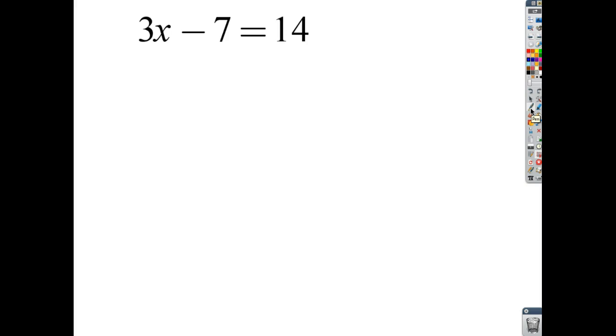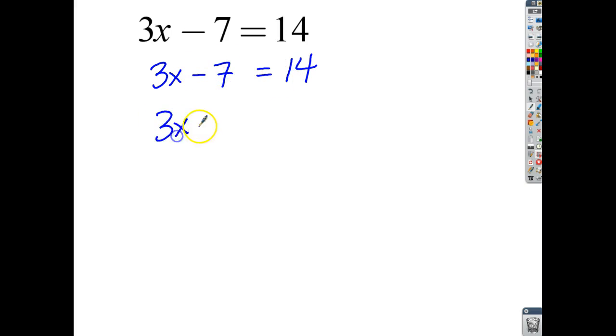Okay, so before, what we did is we did everything straight down. Now what we're going to do is what's called the linear style. So I'm going to take 3x minus 7, and that equals 14. I'm just going to rewrite it from now. Okay, so I know the first step I'm going to need to do is add 7, because I want this to go away.